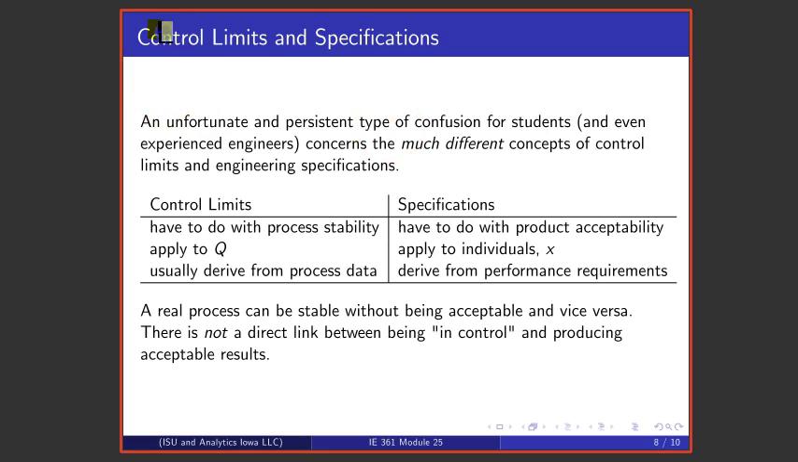A second point that we need to make at this juncture is that there's a persistent confusion with people that make use of control charts, confusing the notion of control limits with specifications. These are really much different ideas, and it's very important that users keep these ideas separate. Control limits are used in SPC on Shewhart charts basically to assess process stability. They apply to something like an X bar or an R. They usually derive from process data.